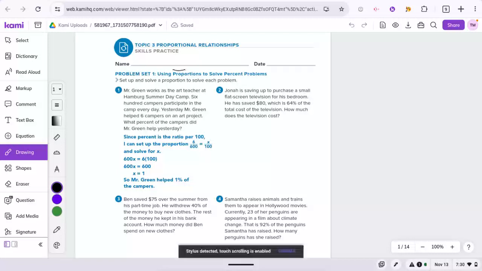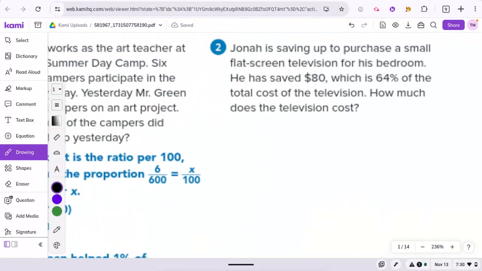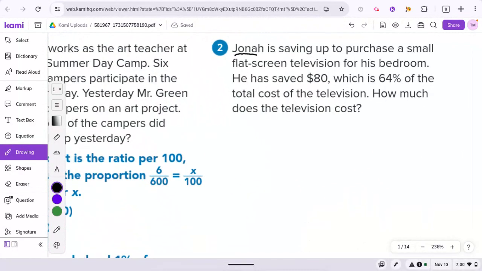Or using proportions to solve percent problems. So I'll start with number 2. It says Jonah is saving up to purchase a small flat screen TV for his room. He has saved $80, which is 64% of the cost of the television. So it's not the total cost, so this is part of the cost. Remember, part goes over the whole.